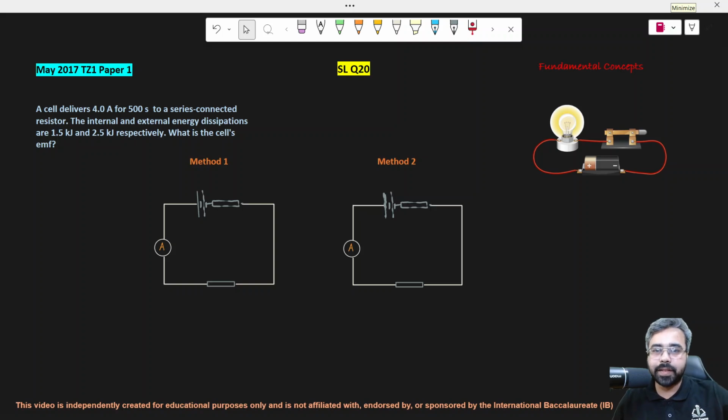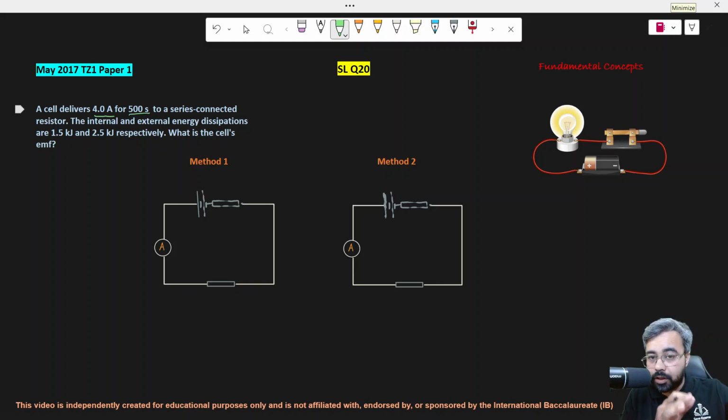Hi, this IP Physics Past Paper MCQ is about the real cell, which is delivering energy to the external resistor as well as automatically to the internal resistance of the cell. So what we see here is that this cell delivers 4 ampere current for 500 seconds.